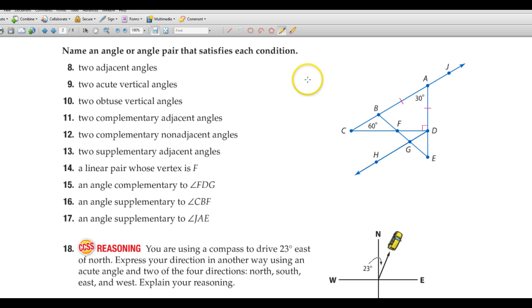Name an angle or angle pair that satisfies each condition. Number 9, two acute vertical angles. So two angles that are vertical angles that are less than 90. So angle BFC, this angle is less than 90, and it has a vertical angle right here. So GFD. Angle BFC and angle GFD.